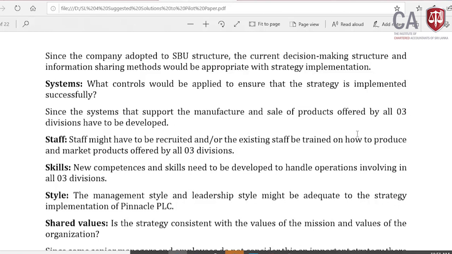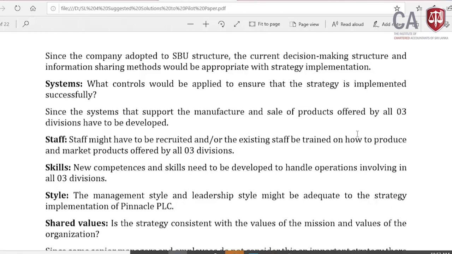Here we can talk about some of the control systems they can have to successfully implement the strategy selected by them. Staff might have to be recruited and existing staff trained on how to produce and market the products offered by all 3 divisions. If staff is not enough, it has been mentioned clearly at one point that they are trying to take 10 management trainees, right? You have to recruit them. If the existing staff does not have some skills, you have to train them.